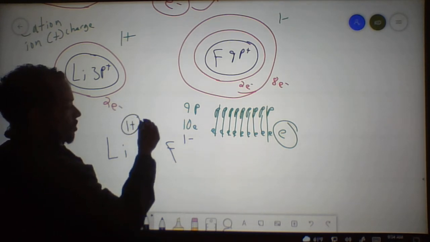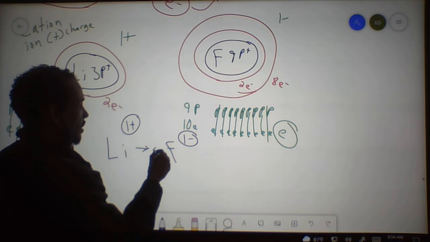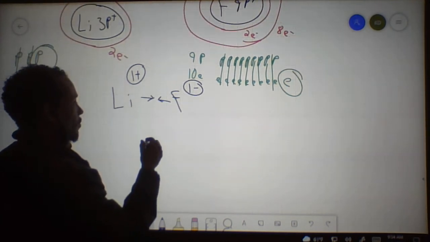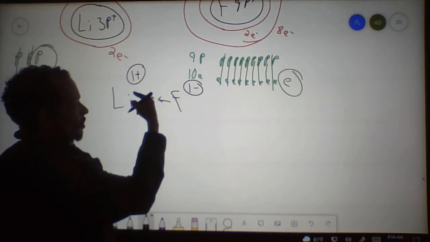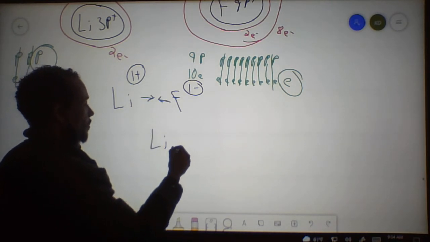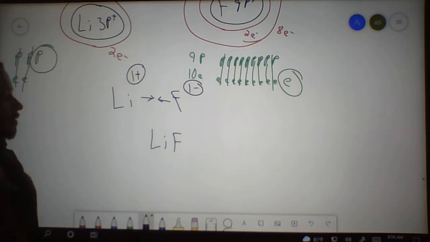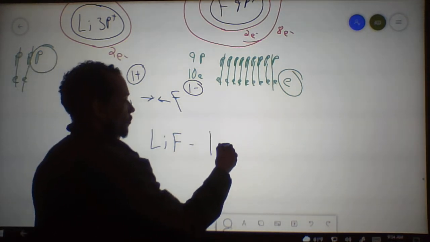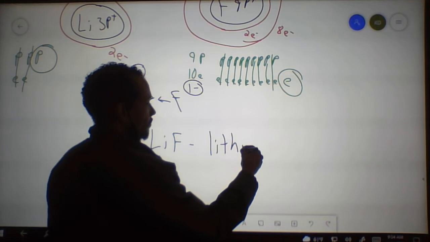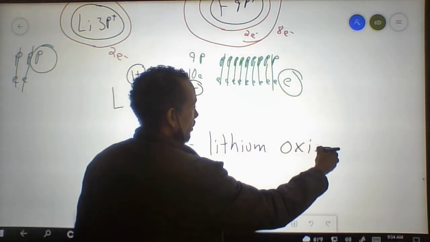So these charges now, they're electrically attracted to each other. They're ions. And then we form a bond based on our electrical charges, the opposite charges. And we'll have lithium fluoride. The first name stays the same, and the second name gets -ide.